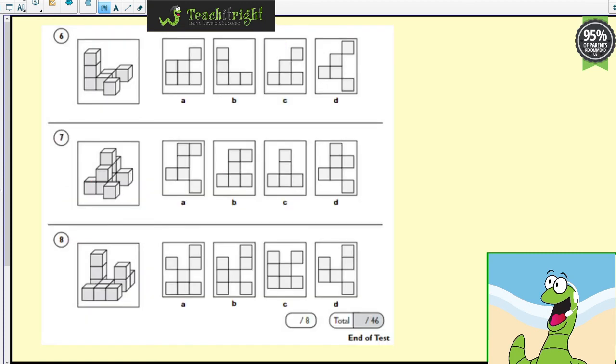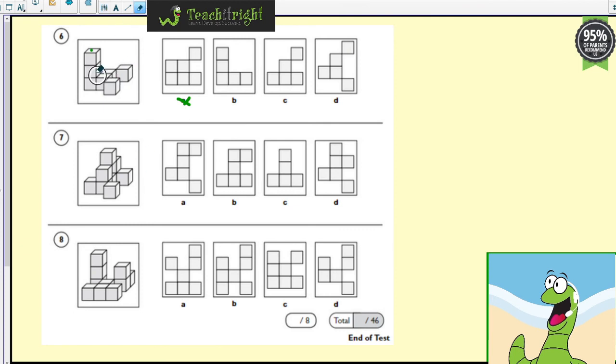Now looking at these ones, 6, 7, and 8. So again, I'm always going to start with counting. So 1, 2, 3, 4, 5. So 1, 2, 3, 4, 5, 6. Nope. 1, 2, 3, 4, 5. Yes, could be. 1, 2, 3, 4, 5. 1, 2, 3, 4, 5. All right, well, still we got rid of 1.